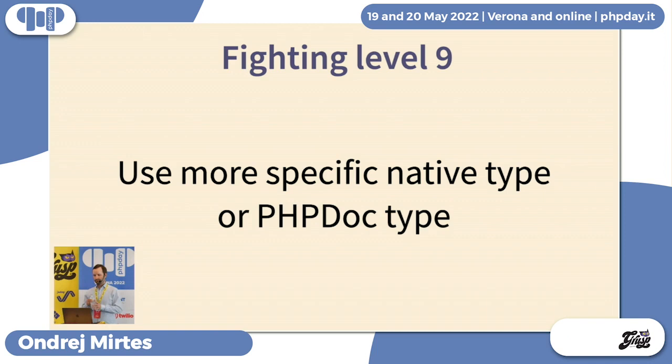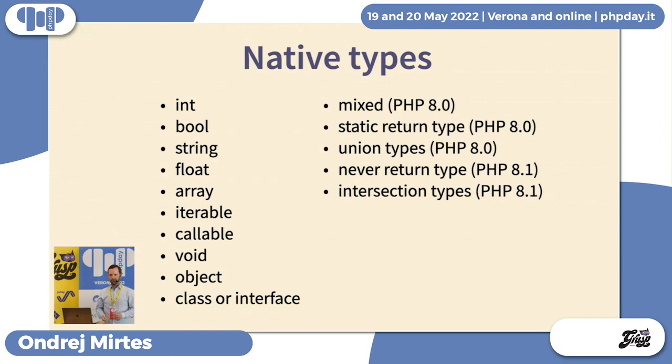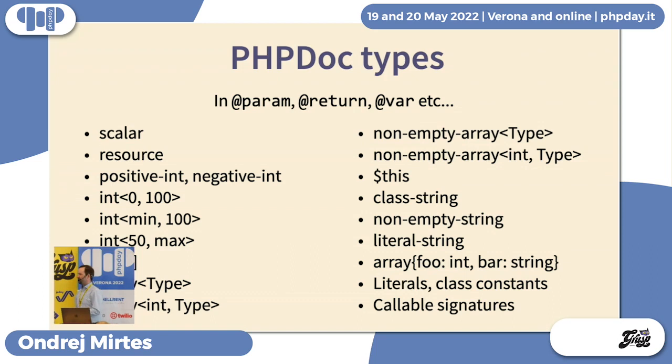So the first obvious thing is to use a more specific type rather than mixed. PHP now has many, many options, many, many features to express what your functions and methods do. You can use native types in parameters, in return types, even on properties. So I encourage you to use them. And for PHPStan-specific types, you can write even a lot more in PHP docs.